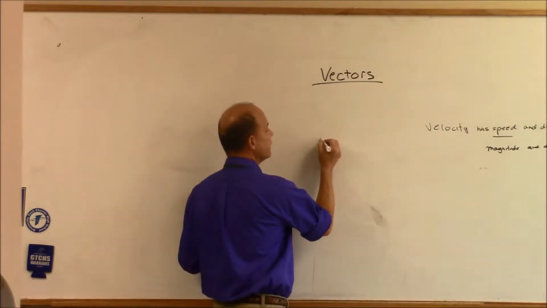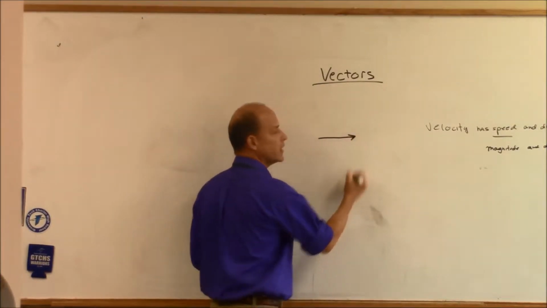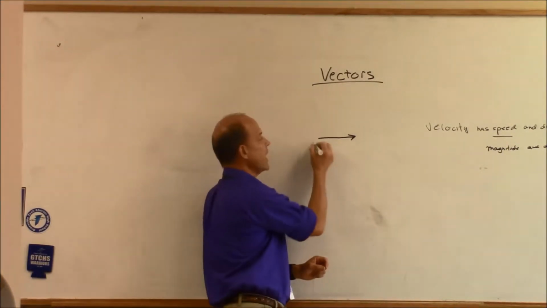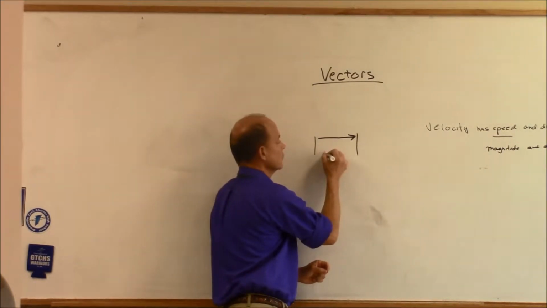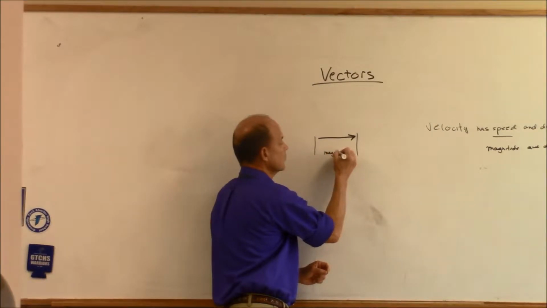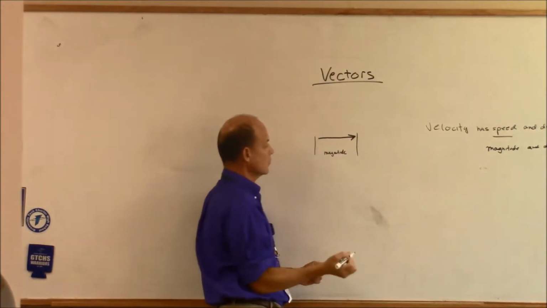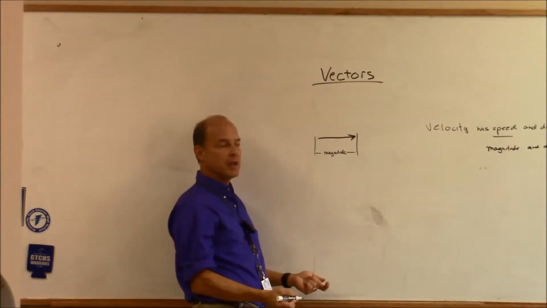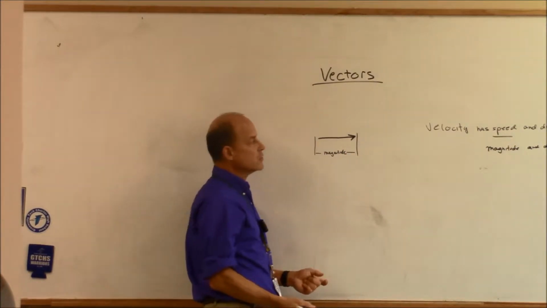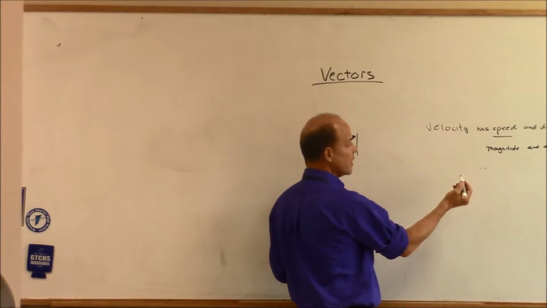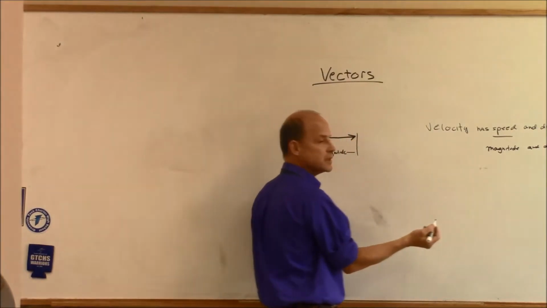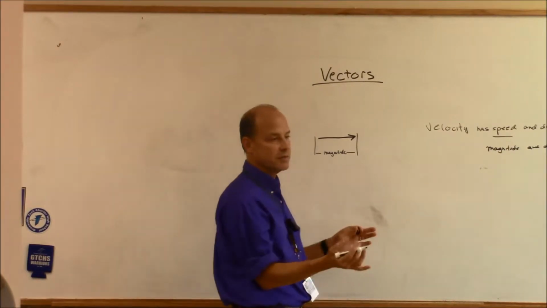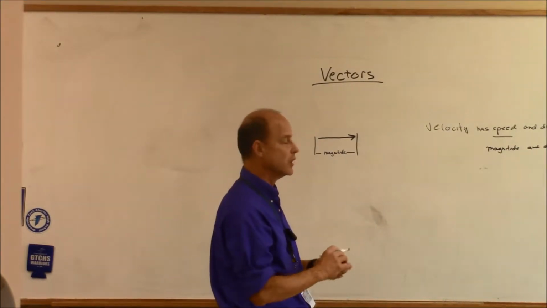when we draw a vector, which is a fancy name for an arrow, the length of the arrow represents the magnitude. And then, of course, the arrow implies the direction. So velocity can be represented as vectors. Accelerations can be represented as vectors. And forces can be represented as vectors. That's what we're going to be doing a lot of.